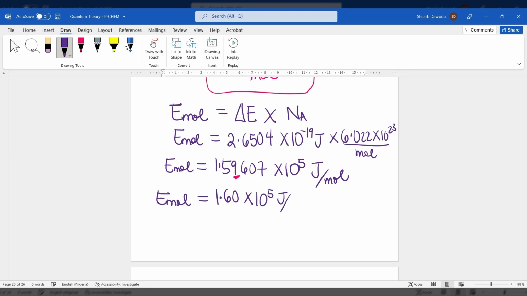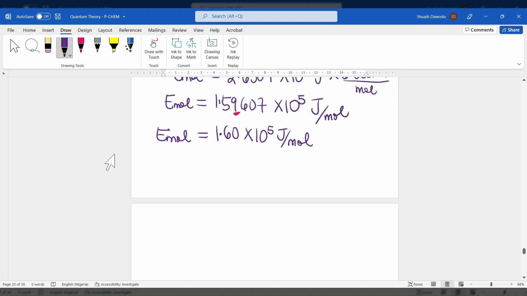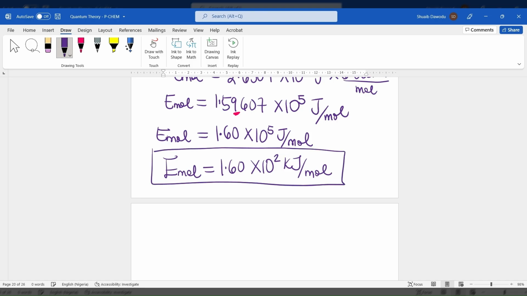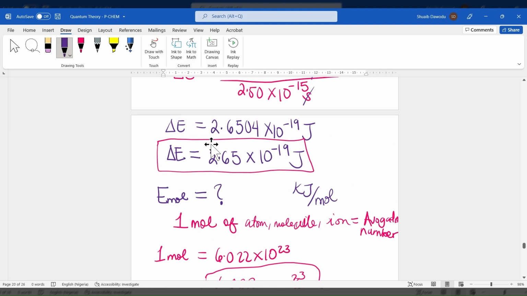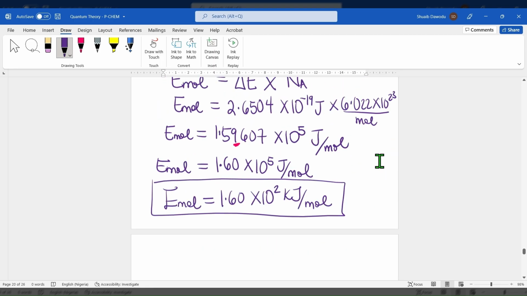5 joule per mole. But also, let's not forget this, right? We already know that the question asks us to solve our question in kilojoule per mole. So we have to go from joules to kilojoule per mole. That's just basically dividing by 1000. So the energy per mole is simply going to be 1.60 times 10 raised to the power of 2 kilojoule per mole. And that is basically the answer to this question. So we have successfully determined the energy of quantum, and we've also successfully determined the energy of quantum in kilojoules per mole. So yeah, that's basically how you answer.